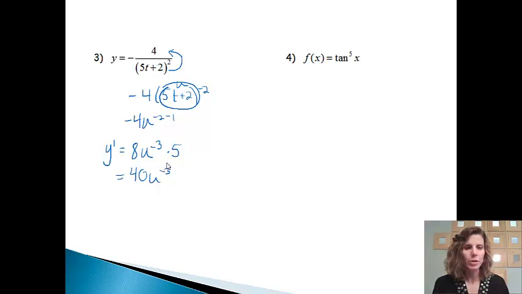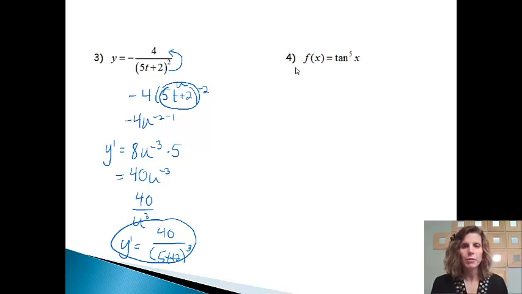The next thing that I'm going to do, since we have a negative power, let's bring that back down to the bottom. And then to wrap that up, we just have to replace our u. So we've got 40 over the quantity 5 plus 2 raised to the third power. So that would be my derivative.